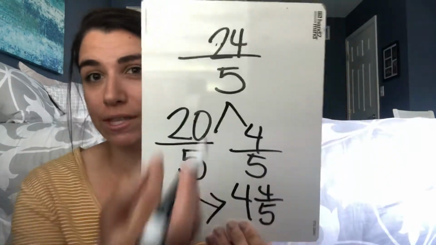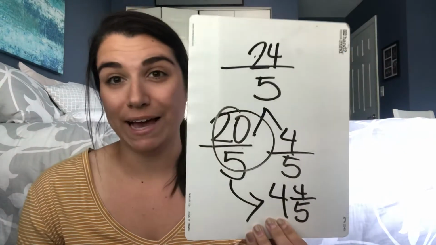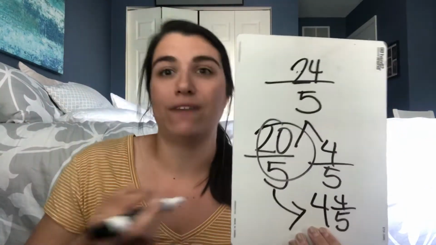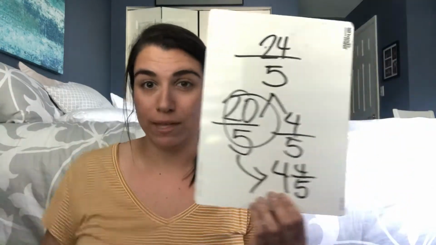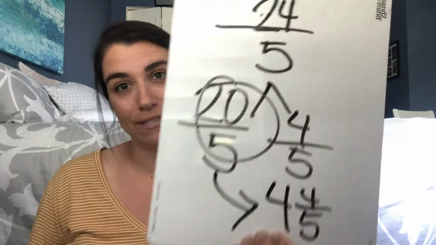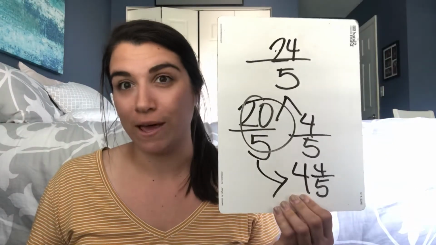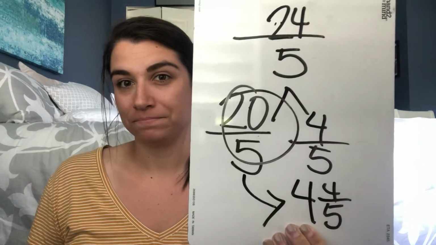Now, if you didn't do it this way, you probably had 5/5, 5/5, 5/5, 5/5, 4/5, which if you added all those up, you would get 4 and 4/5. So you should have gotten the same answer, but I just did it the quick, fast way with division. All right.